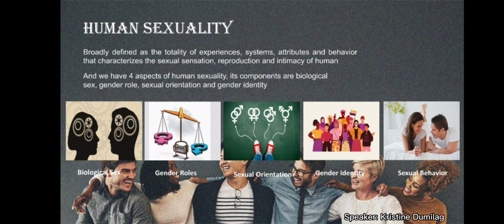Sexuality is not defined by who you have sex with or how frequently you have it. Sexual feelings, thoughts, attractions, and behaviors toward other people are all aspects of sexuality. Other people can be physically, sexually, or emotionally appealing to you, and all of that is a part of your sexuality. And we have four aspects of human sexuality. Its components are biological sex, gender role, sexual orientation, and gender identity.